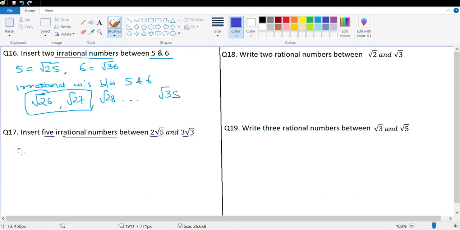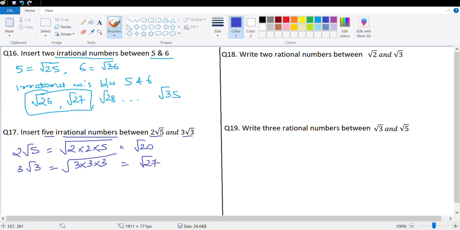So 2 root 5 can be written as root of 2 into 2 into 5, which is equal to root 20, and 3 root 3 can be written as root of 3 into 3 into 3, that's root 27. So numbers between 2 root 5 and 3 root 3 would be root 21, root 22, root 23, root 24, root 25, no, not 25, because 25 would become 5, so root 26. So these are 5 irrational numbers between 2 root 5 and 3 root 3.